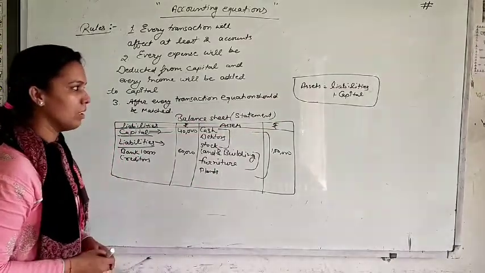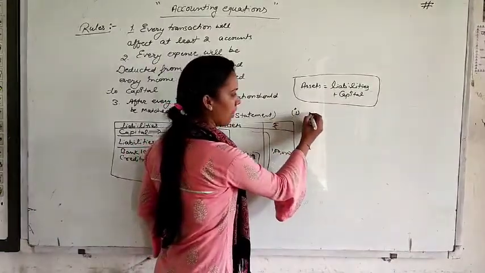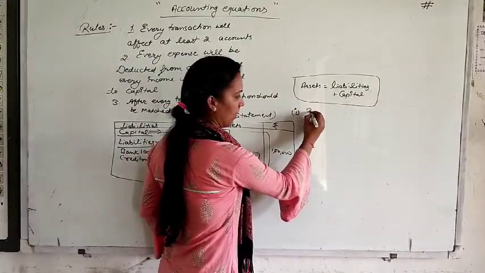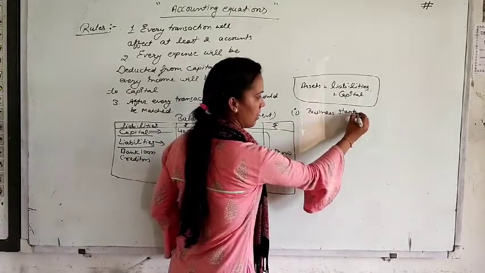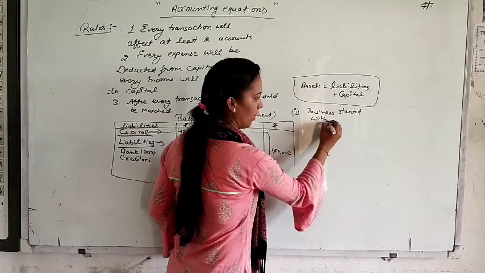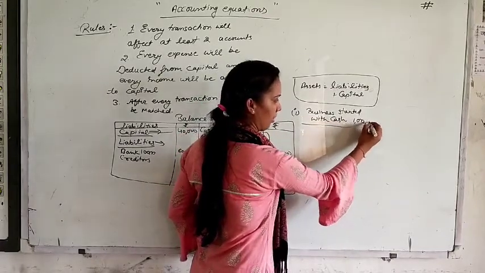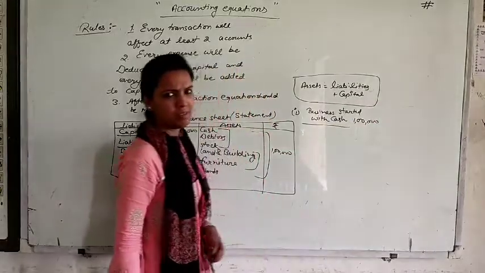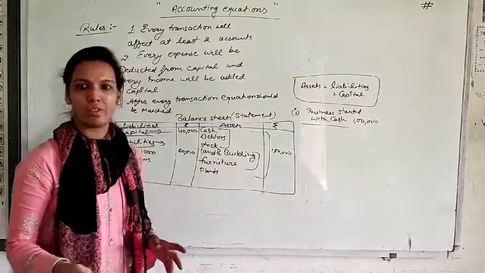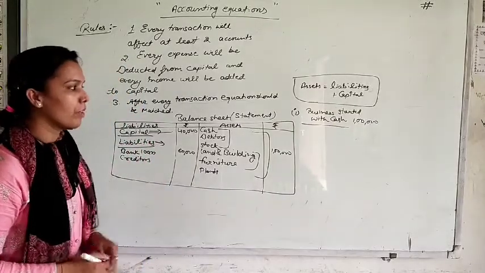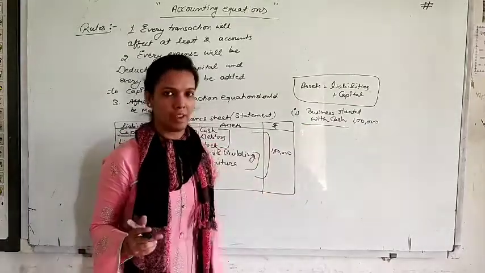Let's take an example of how this equation will match. First transaction I am taking here: the business started with cash, rupees 1 lakh. This is a common amount, because whenever you start a business, obviously you have to invest around 1 lakh rupees. So this is our first transaction, that business started with cash, rupees 1 lakh.